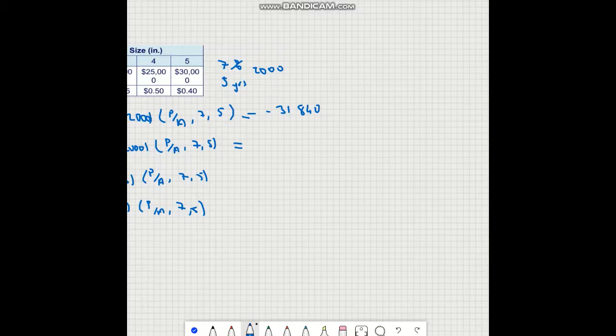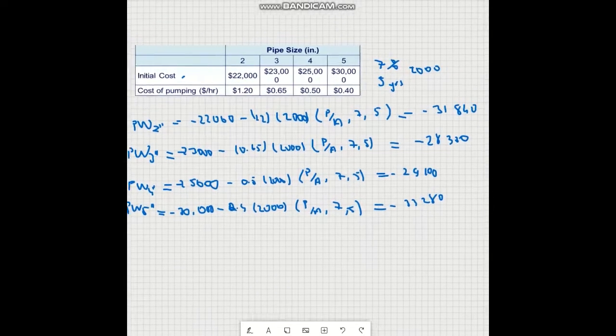and the second one is 28,000 minus 28,330 is given, and this one is minus 29,100 is given as a cost, and the last one is 33,000 minus 33,280 is given by the choice of these values.